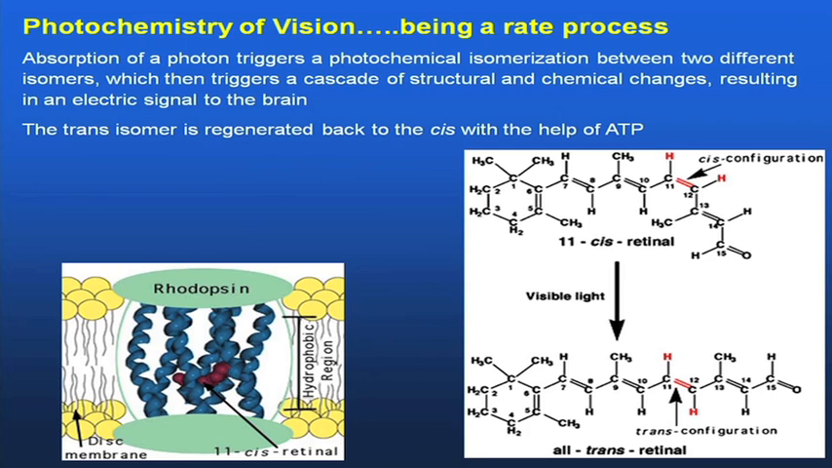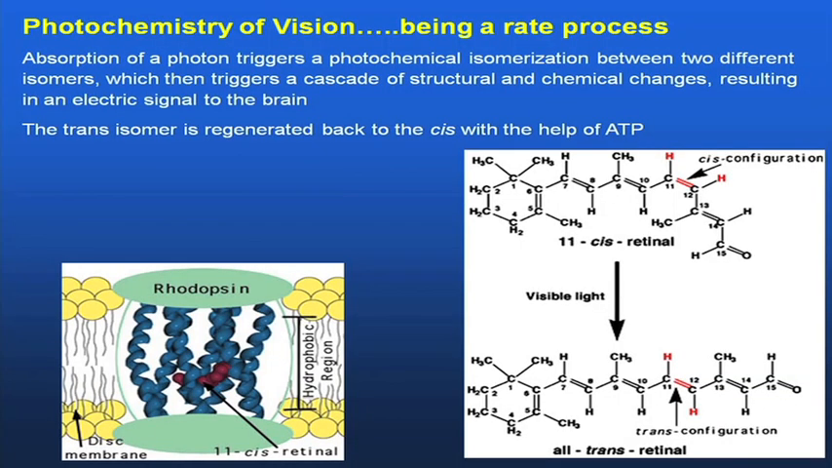Finally, a very interesting aspect of photochemical reaction is the photochemistry of vision, by which we can visualize things. There is a photochemistry involved here. The effective molecule is 11-cis retinal, in the cis configuration, and this is all-trans retinal. If you have visible light, then 11-cis retinal is converted to all-trans retinal. So this cis one becomes a trans one. This cis-trans isomerization happens through absorption of visible light.